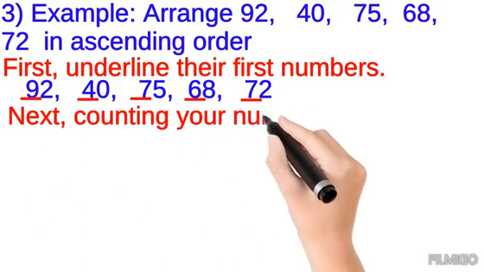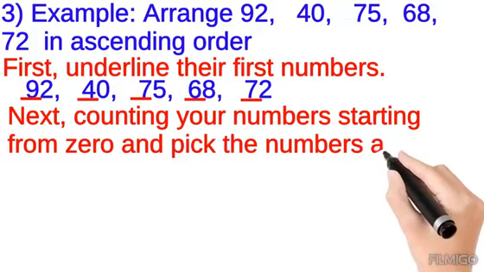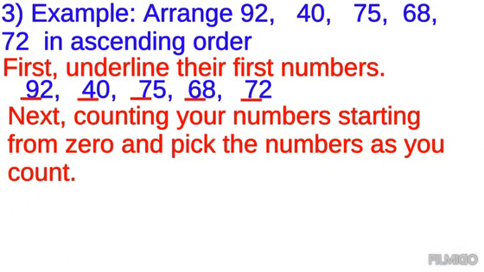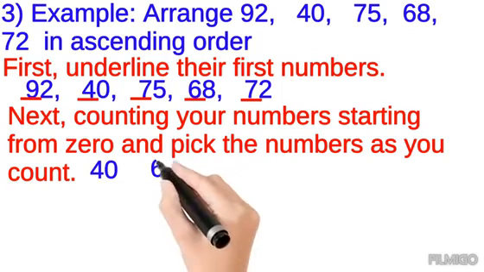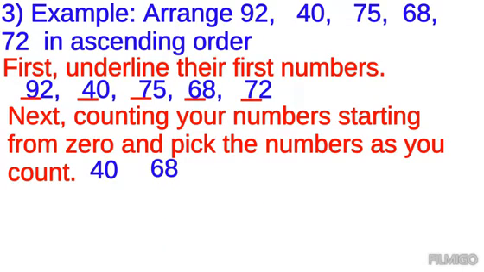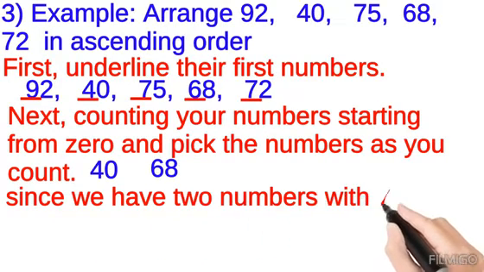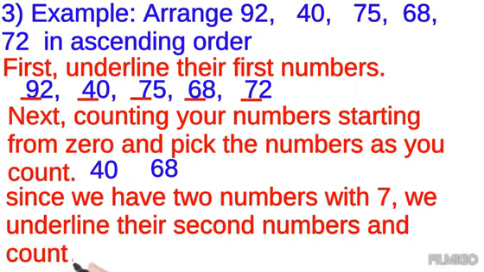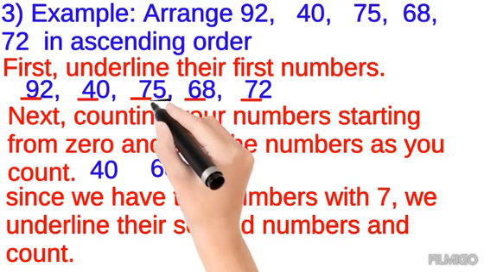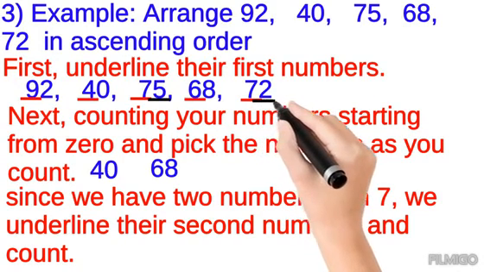Next, counting your numbers starting from 0 and pick the numbers as you count. Do we have 0? No. Do we have 1? No. There is no 2, there is no 3, but there is 4. We're going to write our 40. There is no 5, but there is 6, so it's 68. There is 7, but it's 2 different numbers. So since we have 2 numbers with 7, we underline what? Their second numbers and count. So we are going to underline 5 and also 2. Remember, 2 comes before 5.